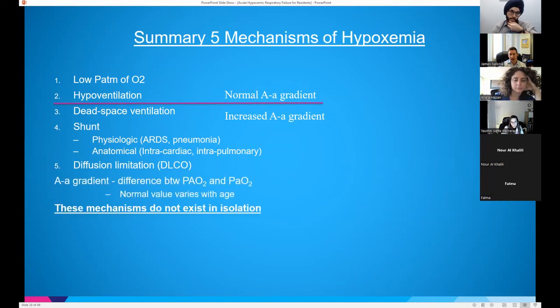Remember, AA gradients are dependent on age. They vary with age, so there's no one number that fits all. And probably the biggest thing I want you to get out of this, besides just understanding the 5 basic mechanisms, the 3 being the most important, is that they don't exist in isolation. And I'm just going to hammer this point home by giving you ARDS.